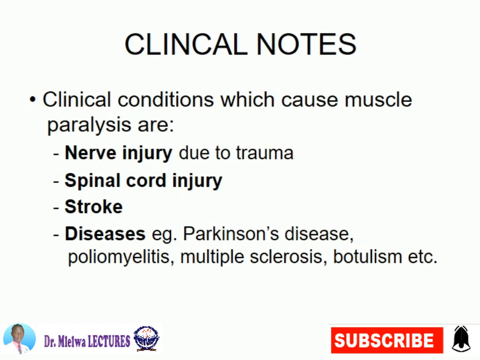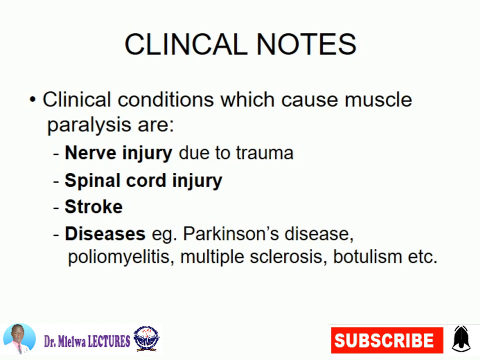Clinical conditions which cause muscle paralysis can be nerve injury due to trauma. When you say trauma, trauma means a major accident. If a person gets a car accident, injury to a certain nerve occurs. So trauma is just like an accident. So trauma can lead to nerve injury. Then you have spinal cord injury, we have stroke, and we have diseases such as Parkinson's disease, poliomyelitis, multiple sclerosis, and botulism.